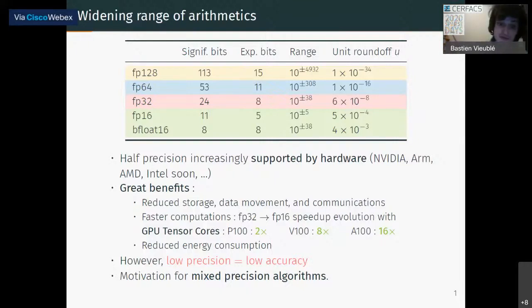Using them presents great benefits since it can reduce storage, data movement, and communication. Also, it presents faster computations, even faster if we consider using special hardware implemented operations, such as GPU tensor cores, and it reduces the energy consumption. However, solving a problem in low precision will give a low accuracy solution. That is why it motivates the use of mixed precision algorithms, which tend to make most of the computation in low precision and get back a good accuracy of the solution by making some strategic operations in higher precision.